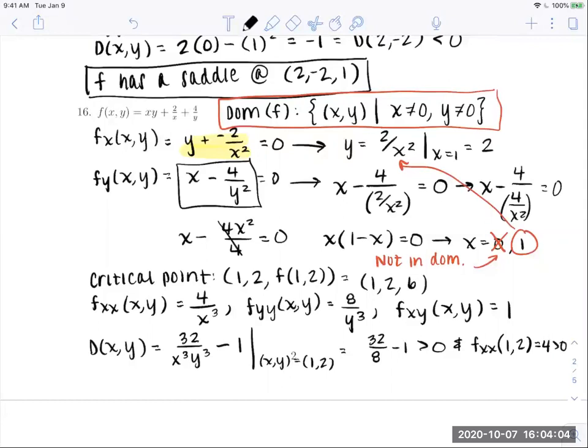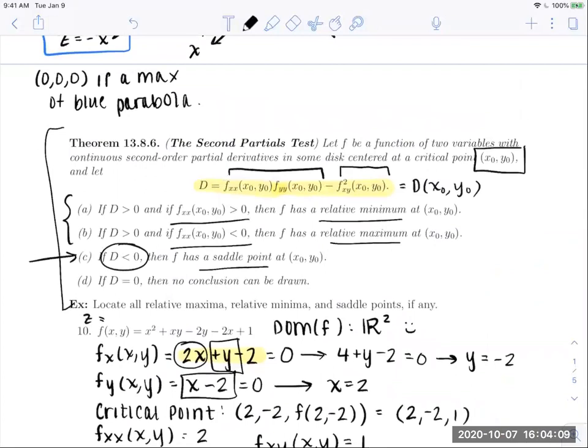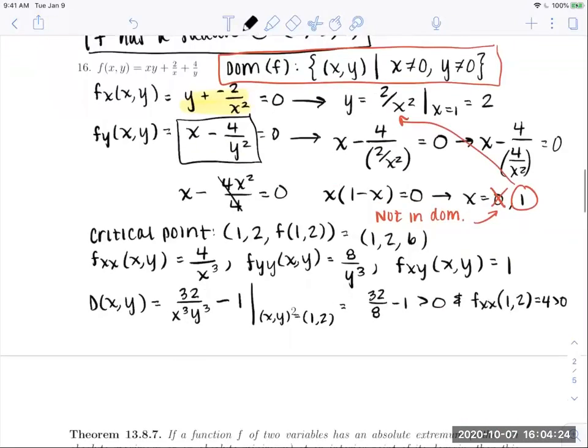So let me scroll back up here to the second partials test. We are falling into category A. D is positive at our critical point, and f sub xx is also positive. And so we conclude that that critical point there is a relative minimum. So let's just write that out. F has a relative minimum at the critical point 1, 2, 6.